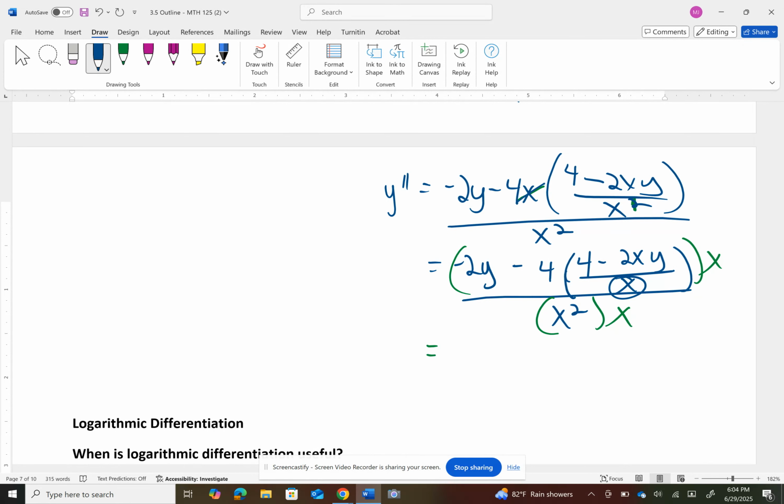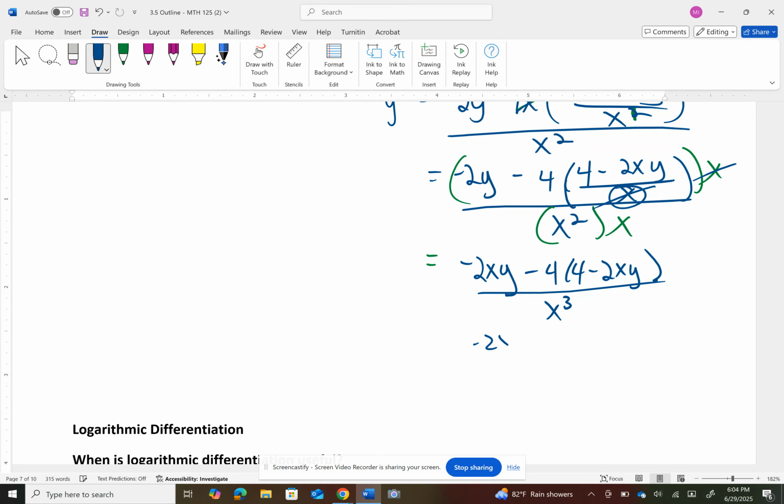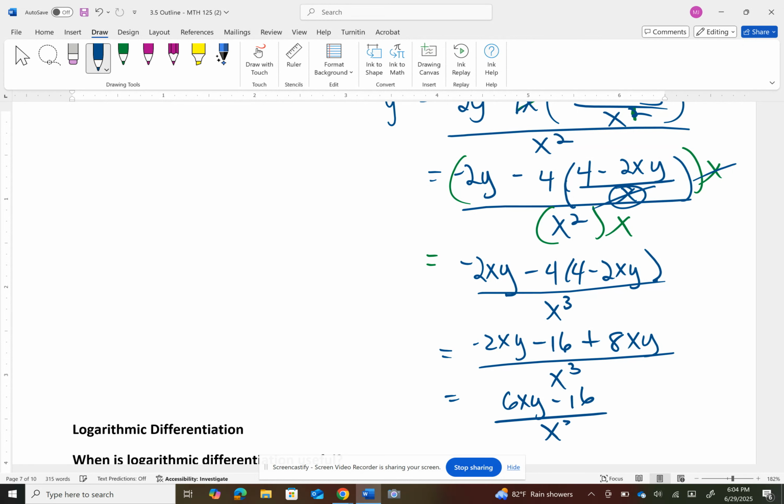All right, so we wind up with negative 2xy minus 4 times 4 minus 2xy, because the x's would be gone, over x to the third. Gosh, almost done. So that's a negative 2xy minus 16 plus 8xy over x to the third. So that's 6xy minus 16 over an x to the third, because those are like terms. So I can put those together. Wow, it's interesting that it cleaned up that nicely.